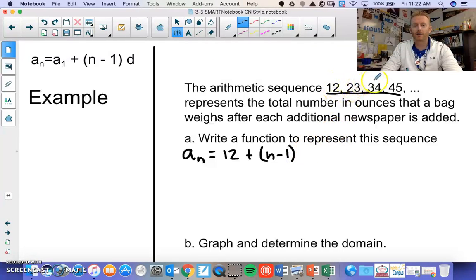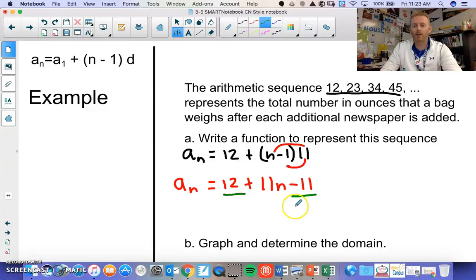So notice that it's going up by 11. So we're going to multiply by 11. So if we distribute this to the stuff inside the parentheses, we're going to get an 11n minus 11, and we're going to add that to the 12 that was already in there as it's the first term. So our a sub n, we're going to combine our like terms.